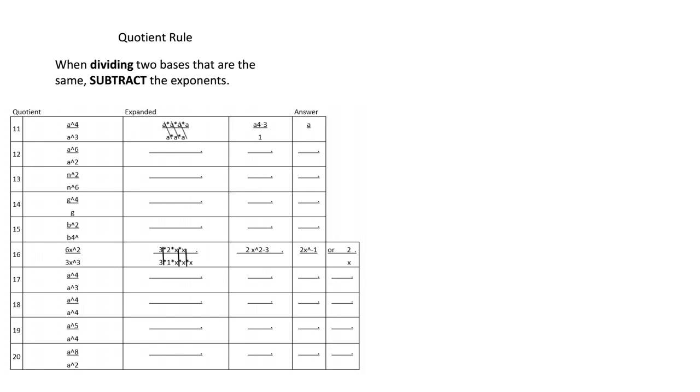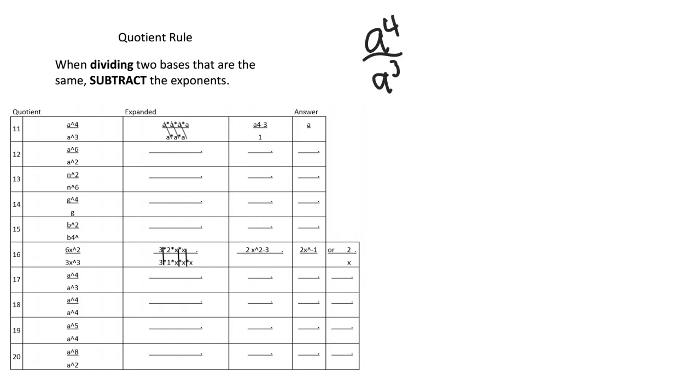So now we're going to go over the quotient rule, which states, again, when dividing two bases that are the same, we're going to subtract the exponents. So I'm going to go over our first example, which says a to the power of 4 divided by a to the power of 3.